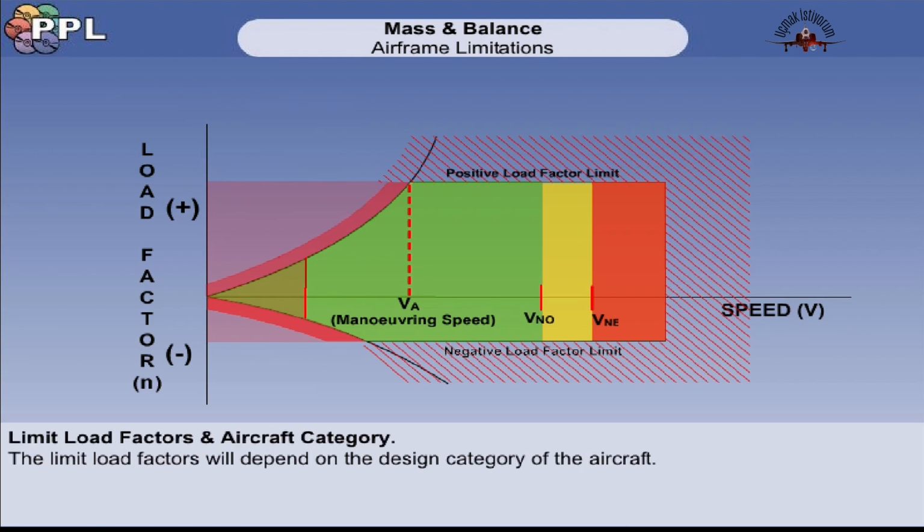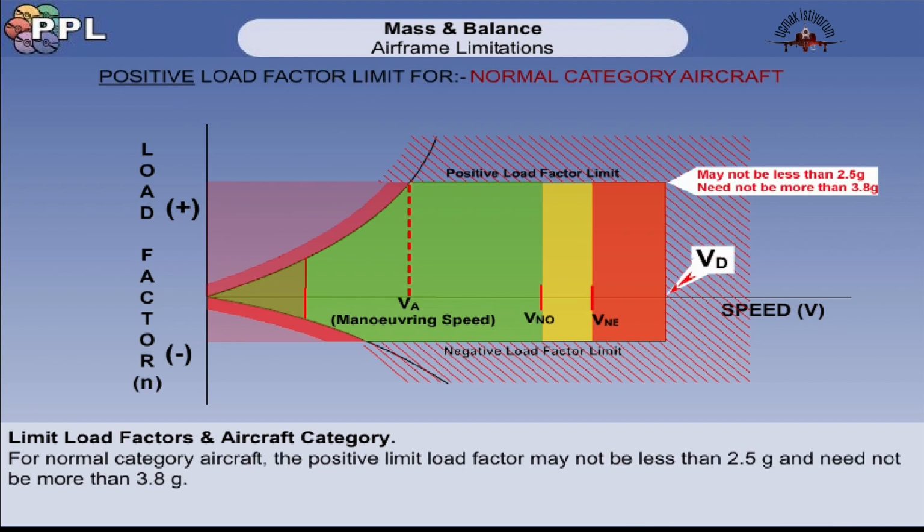The limit load factors will depend on the design category of the aircraft. The JAR regulations state that, for normal category aircraft, the positive limit load factor may not be less than 2.5 G and need not be more than 3.8 G. This is so that structural weight can be kept to an absolute minimum, so that a manufacturer will not design an aircraft to be stronger than the minimum required by the regulations.